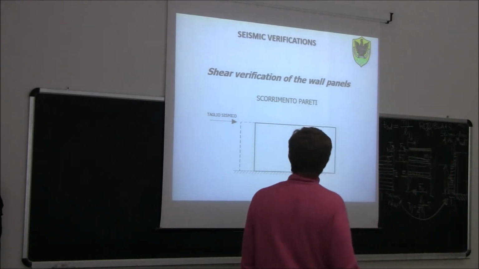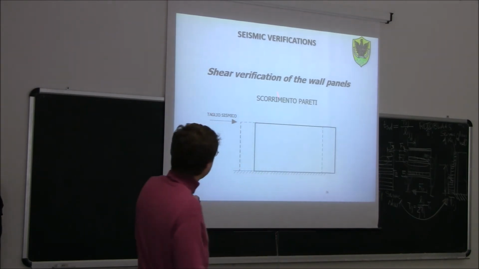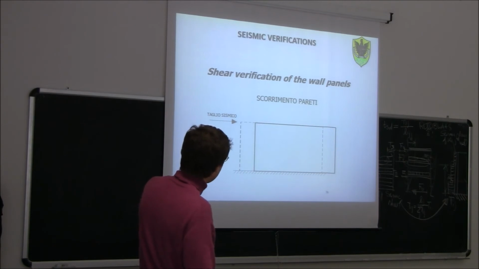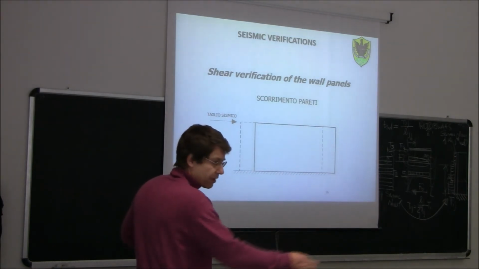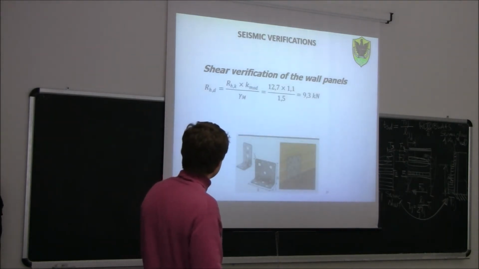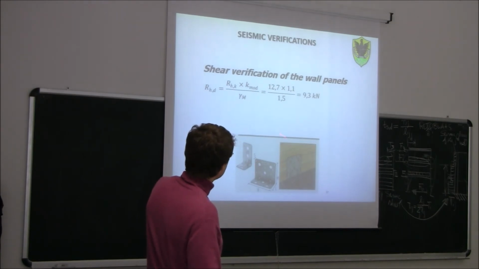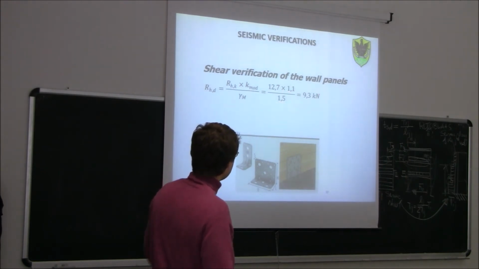Now, second kind of verification, shear verification of the wall panels. So now we need to ensure that the wall panel doesn't slip, doesn't move horizontally, using this angle bracket. So for the angle brackets, I calculate the design strength of 12.7, which is the strength of one angle bracket, times 1.1, k divided by 1.5, 9.3 kilonewton.